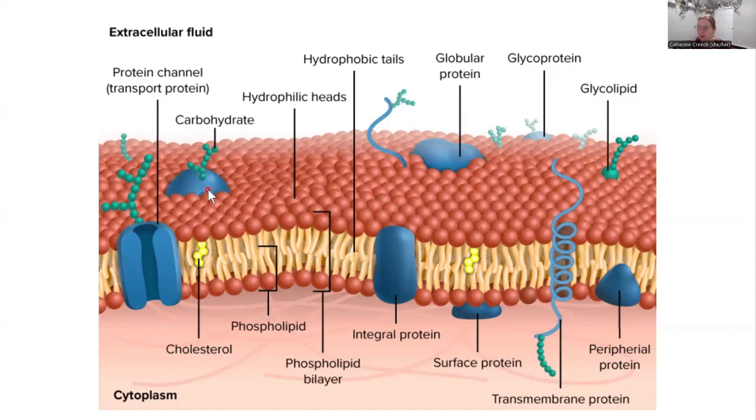All of these components, though, are moving and jiggling and floating. Like this carbohydrate here might move and bounce into this protein channel, or might move over here and bounce into that transmembrane protein. So everything is dynamic and changing positions. Think of it as having the same consistency as like a wax ball in a lava lamp. So it's very flowy.